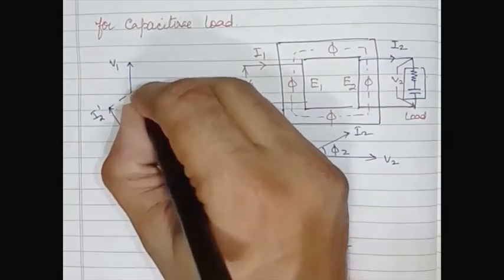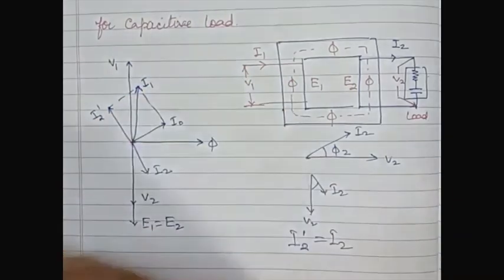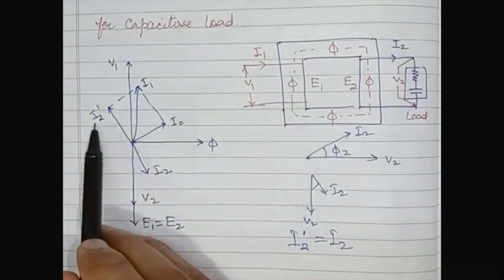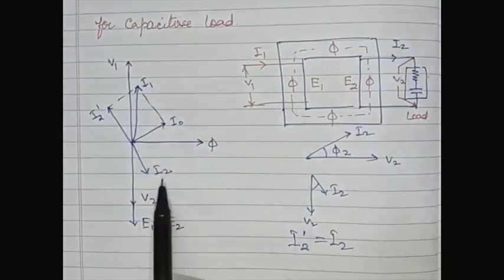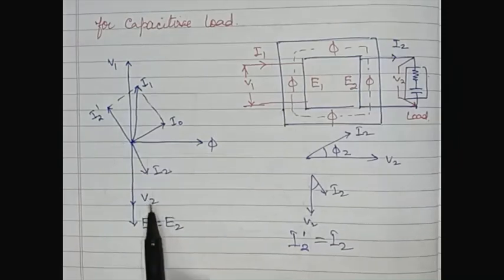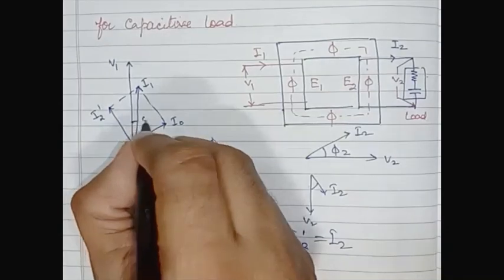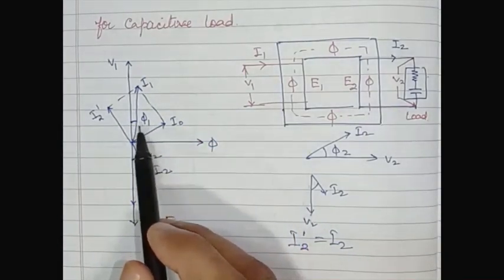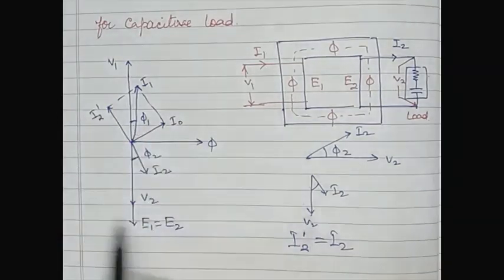Now making a parallelogram, this is I1, the primary current. This is the compensating load component current I2 dash, the no load current I naught, the secondary current I2, and this is V2. The power factor angles are phi 2 and phi 1. Phi 1 is the power factor angle at the primary side, and phi 2 is the power factor angle at the secondary side. So this is the phasor diagram for the capacitive load.